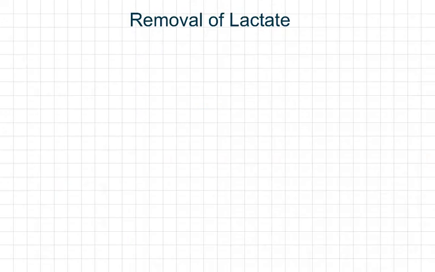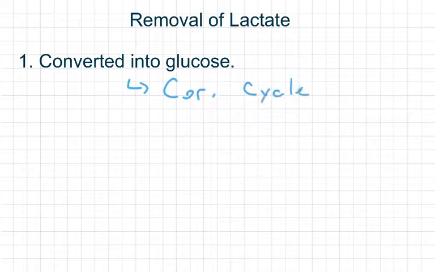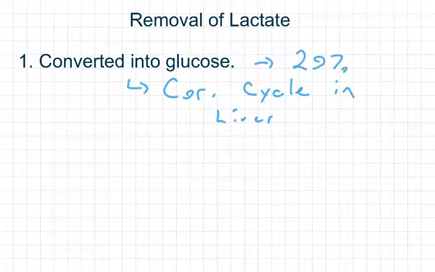So during our brief discussion on the slow component of EPOC, we stated that the removal of lactate is one of the most important factors of the slow component. And so why is this important? First off, lactate can be converted into glucose via the Cori cycle. And this occurs in the liver. But recent evidence shows that only about 20% of the total lactate that is produced during exercise is converted into glucose via the Cori cycle.